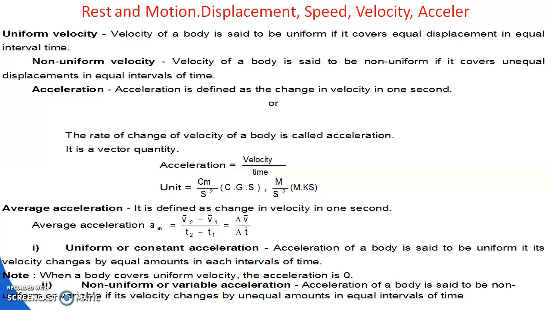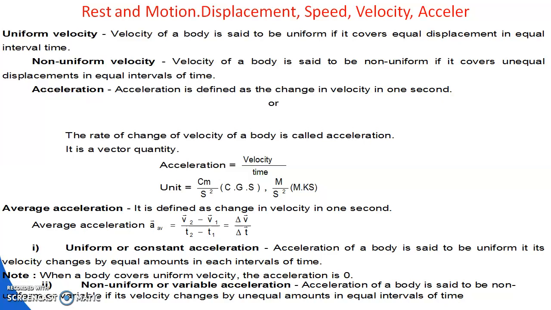So acceleration is also of two types: uniform or constant acceleration, and non-uniform or variable acceleration. What is constant acceleration? The acceleration of a body is said to be uniform if its velocity changes by equal amounts in equal intervals of time. If the change in velocity is the same in each interval of time, then we say that the body is moving with constant acceleration.